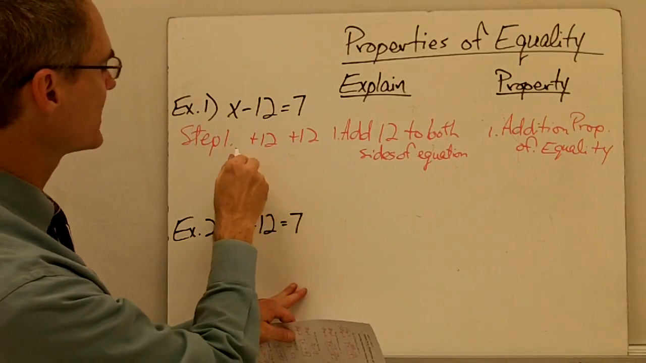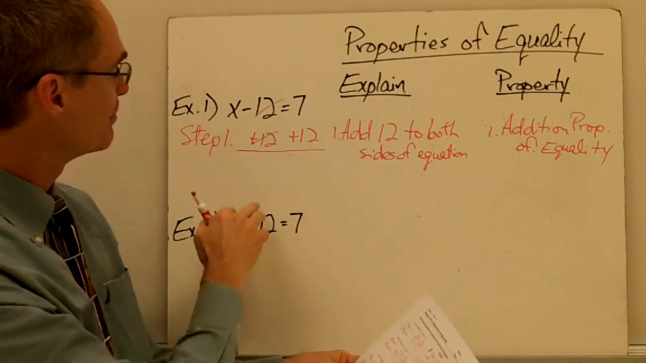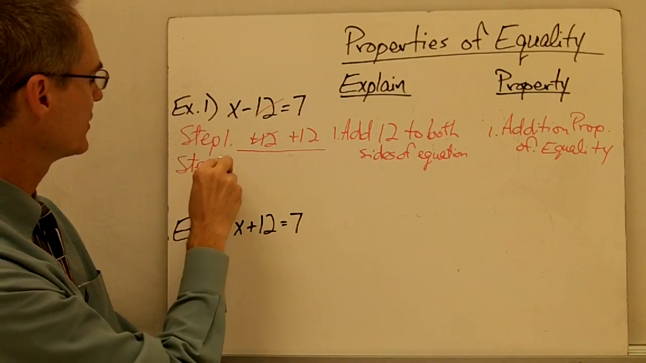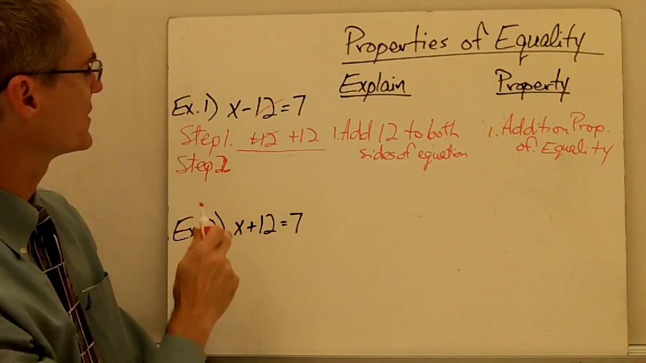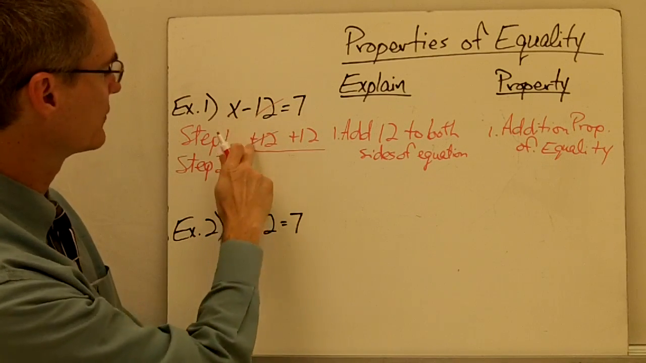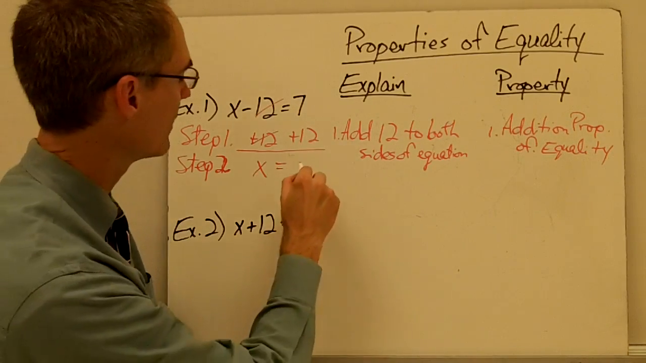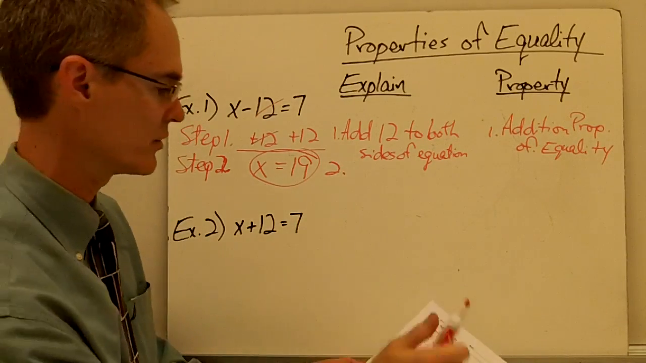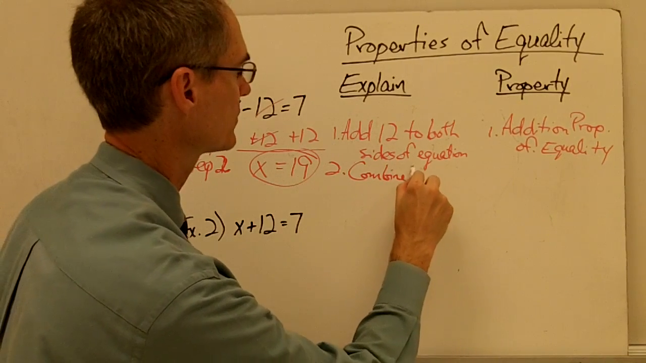When I add 12 to both sides, the next thing I do is combine my like terms. I don't necessarily do this exactly the same way every time I solve an equation, but here I'm going to call this an actual separate step, step 2. I'm going to combine all the like terms that I have now. If I combine my negative 12 and positive 12 here, then I have x left over. And if I combine 7 and 12 here, then I have 19. That's the second step in solving this equation. Explaining this step, I would say I combined like terms.